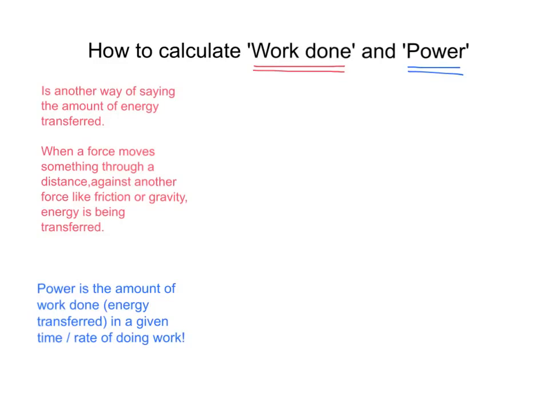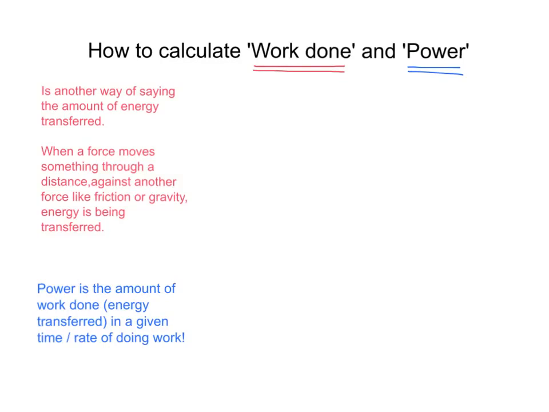When you transfer any energy, you're doing work. When you lift a pen, you're doing work. When you drive in a car, you're doing work. When kinetic energy changes into heat energy, for example, we're doing work per se. Now, when a force moves something through a particular distance against another force, like friction or gravity, then we say that energy is being transferred.